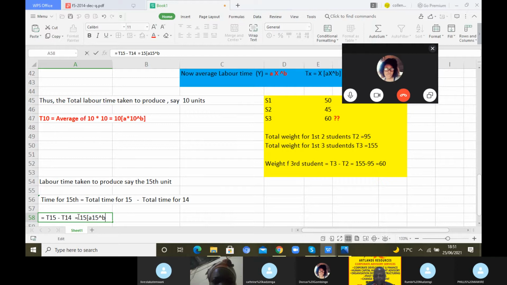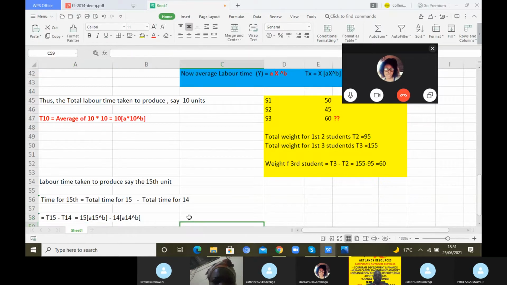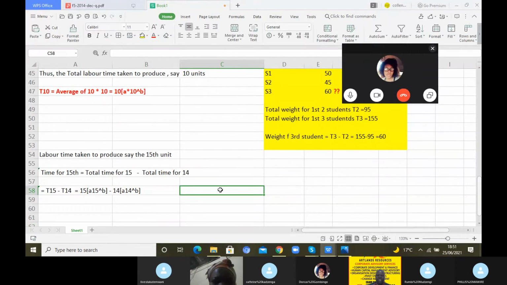That's average of 15, minus total for 14, you say 14 times average of 14, which is A, 14 to the power B. So this is a very important equation. That is the time taken to produce the 15th unit. You say total for 15 minus total for 14.